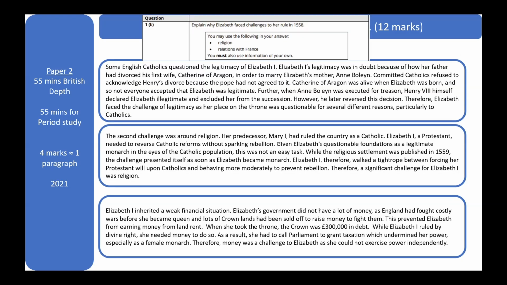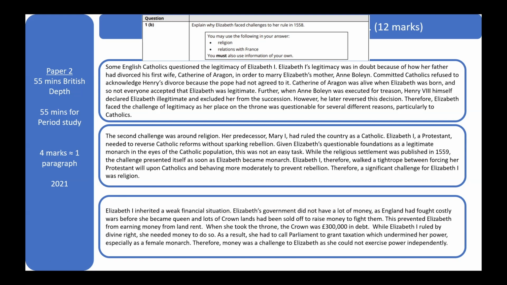So here's my example for this, and I'll just talk through it. Some English Catholics question the legitimacy of Elizabeth I. Elizabeth I's legitimacy was in doubt because of how her father had divorced his first wife, Catherine of Aragon, in order to marry Elizabeth's mother, Anne Boleyn. Committed Catholics refused to acknowledge Henry's divorce because the Pope had not agreed to it.